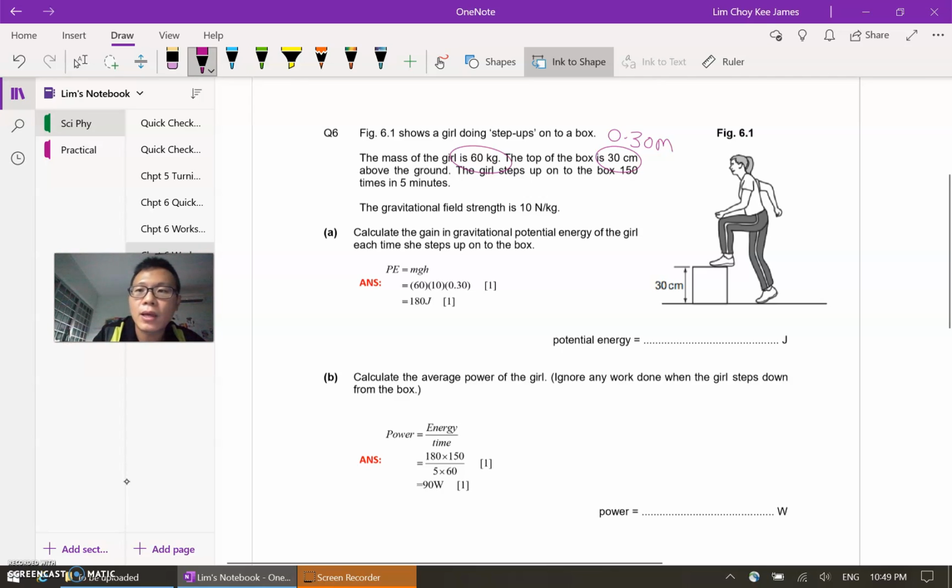Here we need to be careful. This is one of the unique things. We have 150 times here, so we don't know what it's going to be used for, but just take note of the 150. And then this exercise was done in 5 minutes. Same as before, for time we always use seconds.